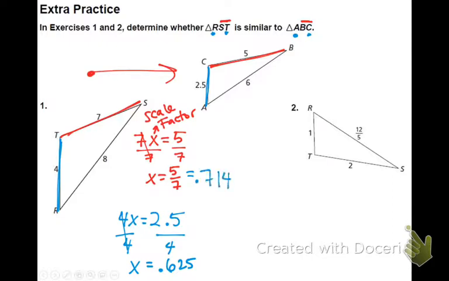0.714. So do these have the same scale factor? They do not. So these are not similar. So we're just going to say not similar.